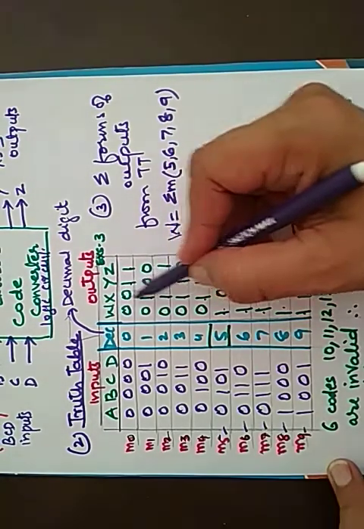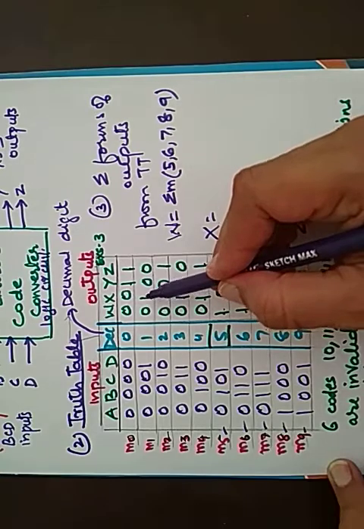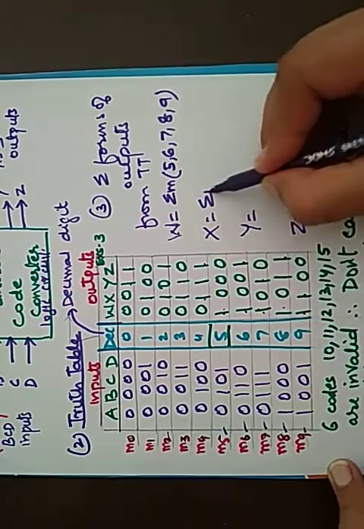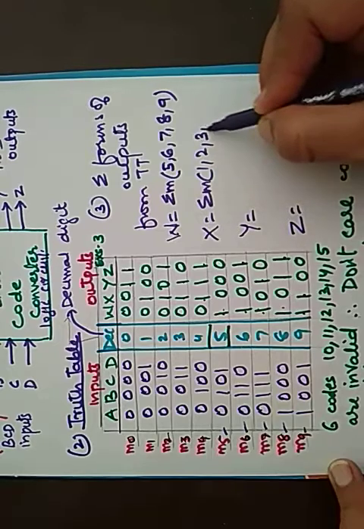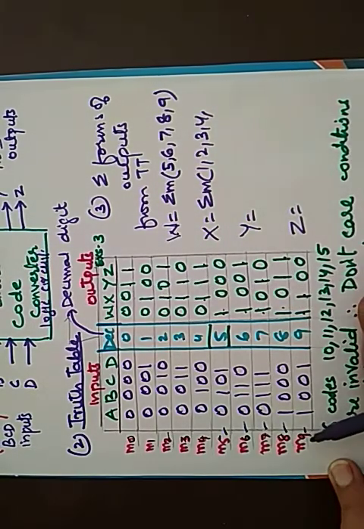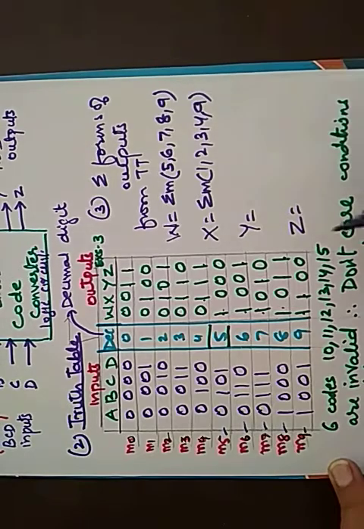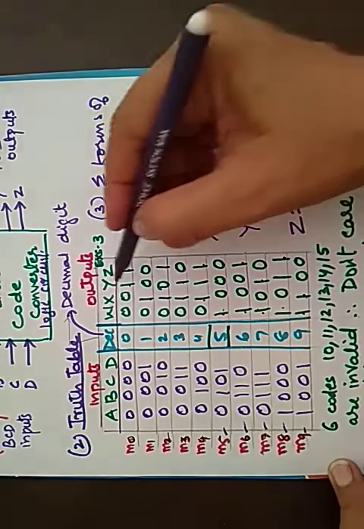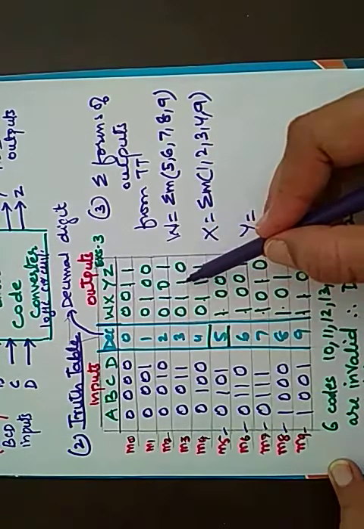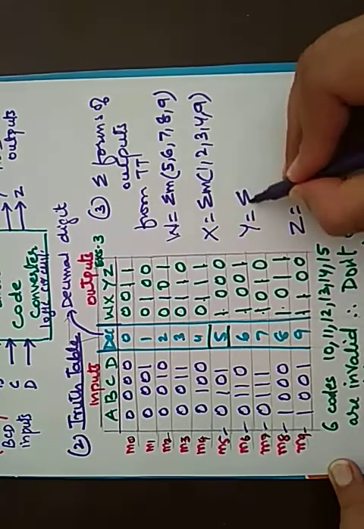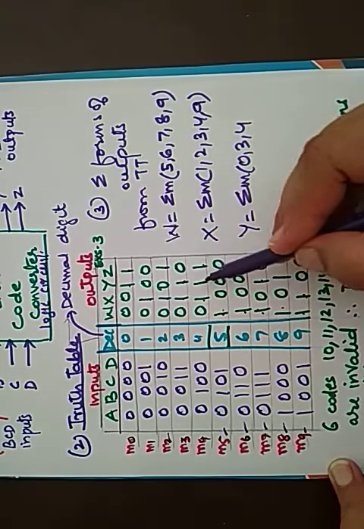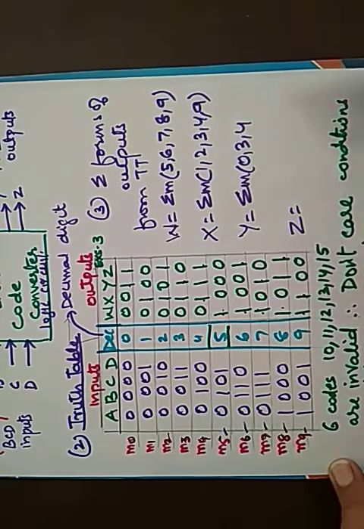Similarly, let us see for X. X has a 1 in 1, 2, 3, 4. Then you have a 1 here which is a 9. So 9. Similarly for Y. Y has a 1 in 0. Then 3, 4. 0, 3, 4. 7, 8.